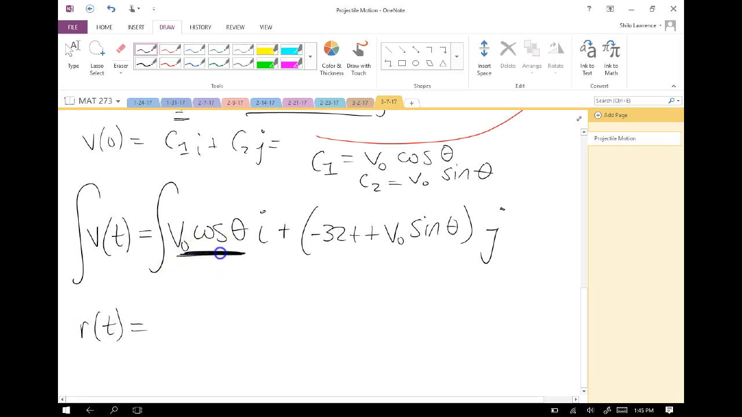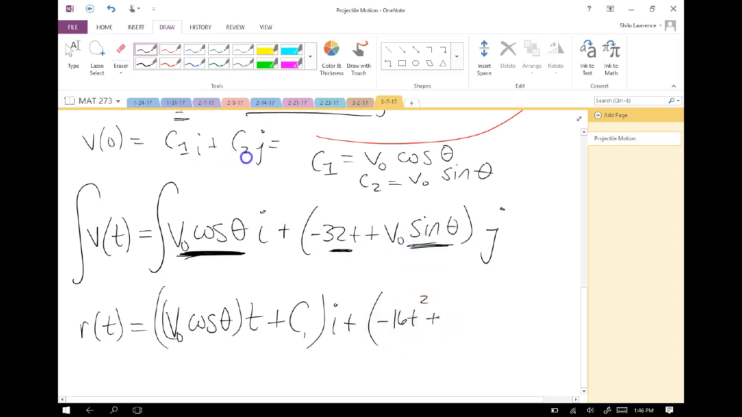So all of this is just going to be a number, v sub 0 cosine theta. That's just going to have a value. So its antiderivative, we're just going to throw a t onto it, plus an arbitrary constant. And then for the j component, I do have a linear term. So if I do my power rule, I get negative 16t squared. I have a constant term, so I'm going to throw a t onto that, and an arbitrary constant.